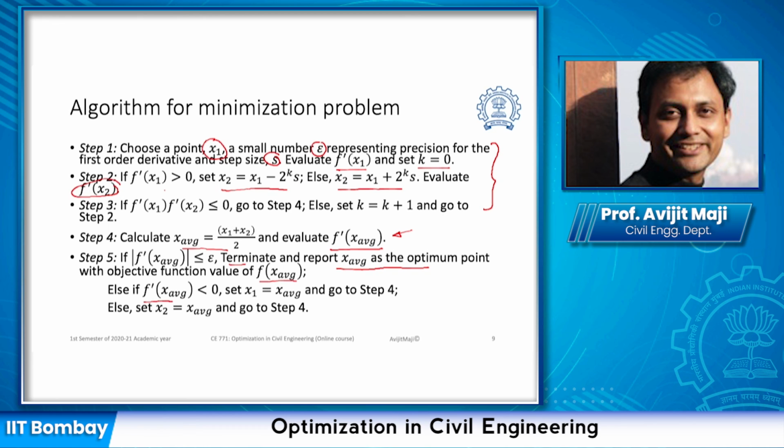If the slope or the gradient is negative, then the lower boundary x1 is moved to this new average point, and we go to step 4 to find a point, and the process continues. In the other case, if we find that the slope at the new point is positive, then the boundary on the higher side is moved to this new point, and we go to step 4 to continue.